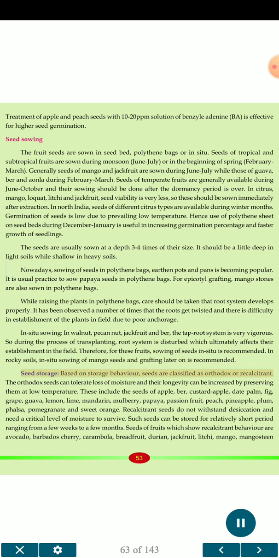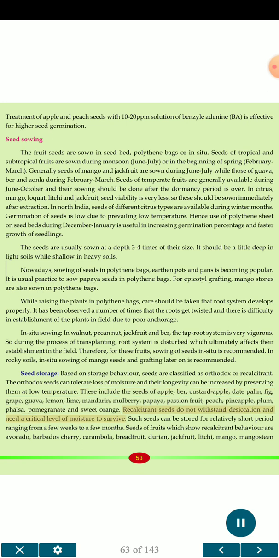Seed storage. Based on storage behavior, seeds are classified as orthodox or recalcitrant. The orthodox seeds can tolerate loss of moisture and their longevity can be increased by preserving them at low temperature. These include the seeds of apple, bay, custard apple, date palm, fig, grape, guava, lemon, lime, mandarin, mulberry, papaya, passion fruit, peach, pineapple, plum, falsa, pomegranate and sweet orange.